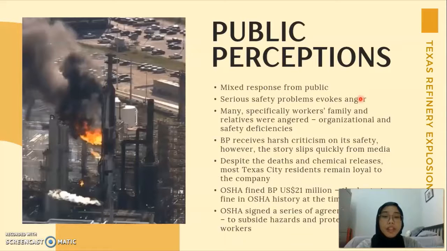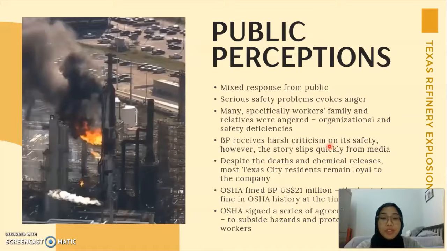So the Texas City refinery explosion received a mixed response from the public. Serious safety problems at the refinery that were revealed by the media evoked emotional responses of anger and frustration from the public. Many, specifically workers' families and relatives, were angered by the fact that the incident was caused by organizational and safety deficiencies. Particularly, a young woman who lost her parents in the explosion attracted nationwide attention as she insisted on not accepting any settlement and would drag the group to justice. Her case was then broadcast on an American television program called 60 Minutes.